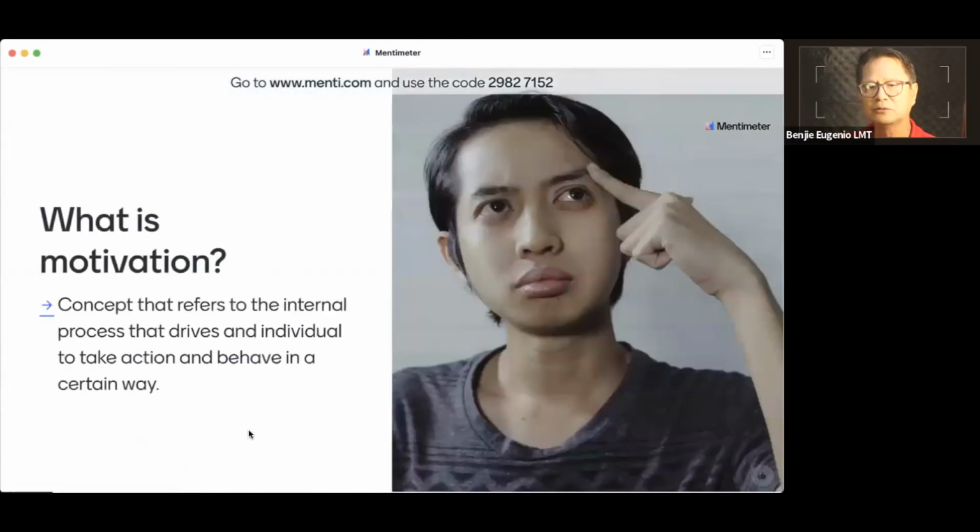So let's define what is motivation. Ano ang meaning sa motivation? So here, motivation is defined as a concept that refers to internal process that drives an individual to take action and behave in a certain way.